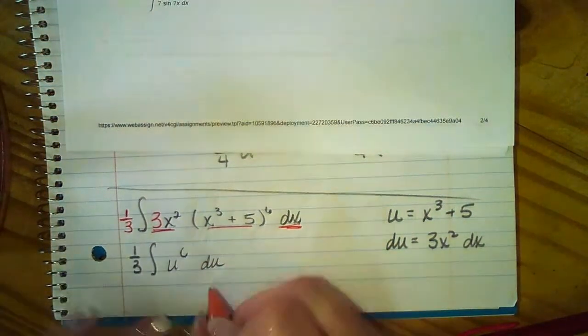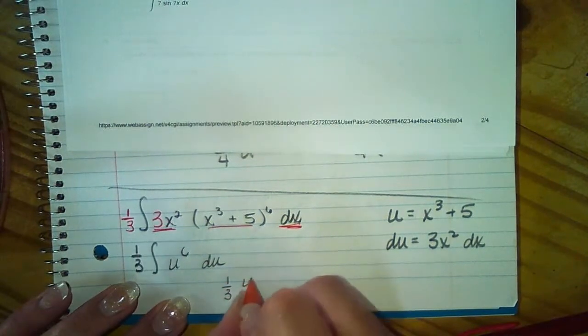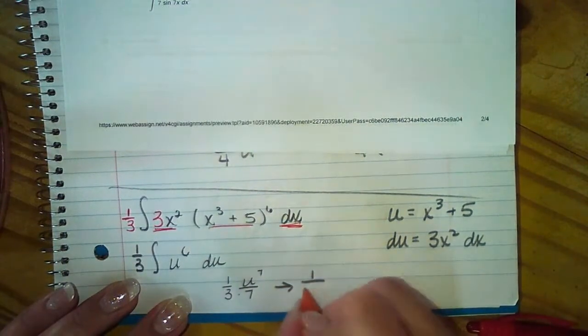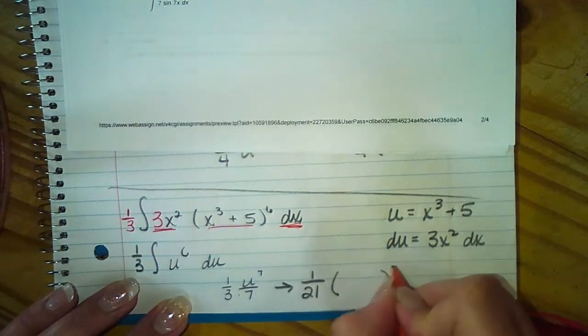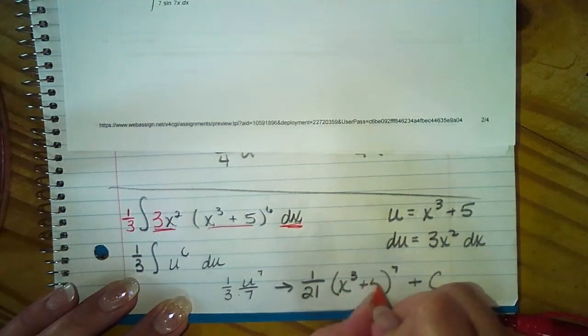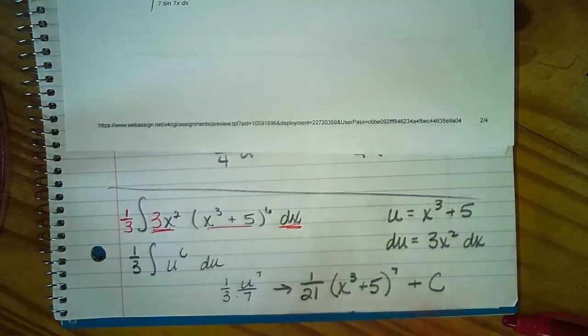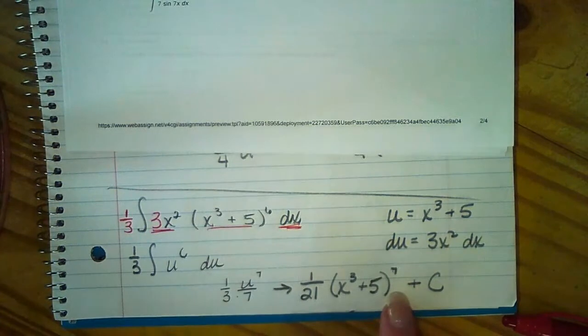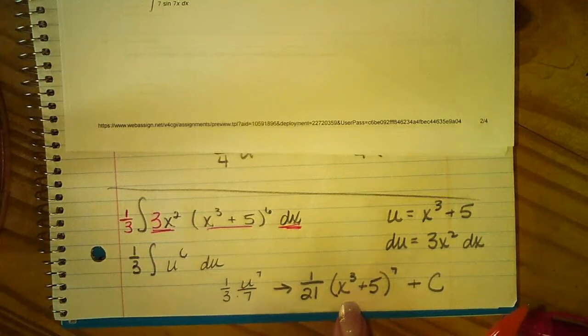Okay? So when I integrate, I'm going to get 1/3 u to the 7th over 7, which becomes 1/21st u to the 7th plus c. Well, what's your u? It's x to the 3rd plus 5. So what happens if you take your derivative? You would drop your 7 out front, so 7 over 21 would reduce to 1/3. And then x to the 3rd plus 5 to the 6th, times the derivative of the inside, which is 3x squared dx.